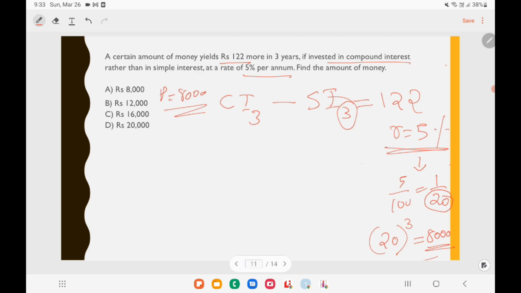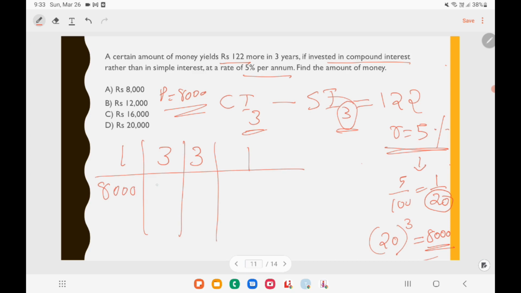Now we will do it with the Pascal's triangle method. Here the number of years is 3, so we need to take the layer of Pascal's triangle corresponding to 3 years. That is 1, 3, 3, 1. Now you need to write the principal amount here, 8,000. 8,000 into 1 by 20 is 400. 400 into 1 by 20 is 20. 20 into 1 by 20 is 1.